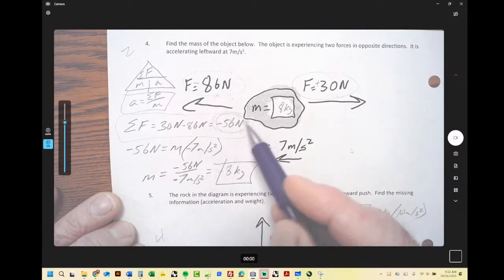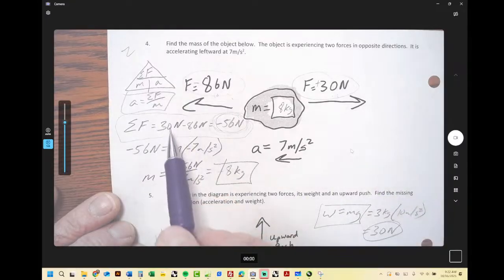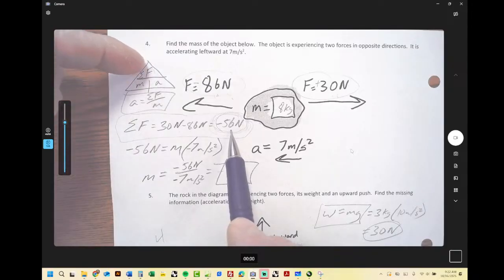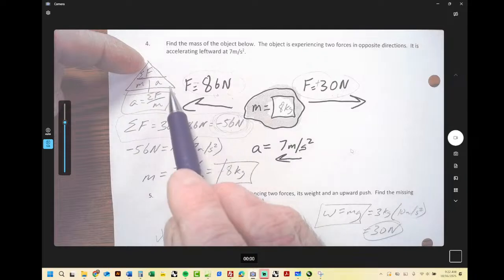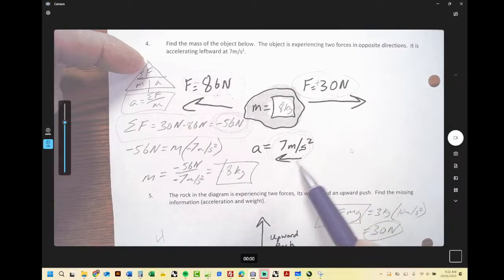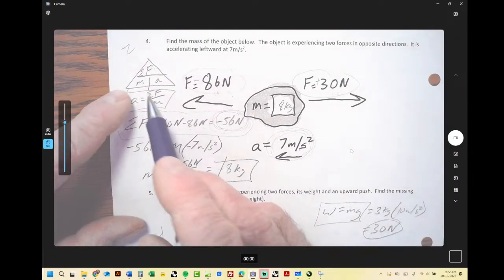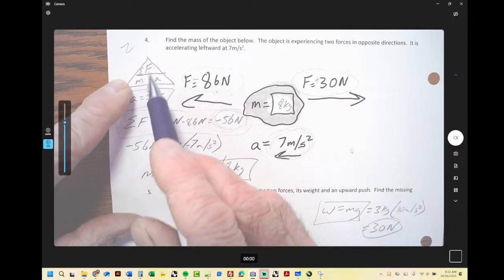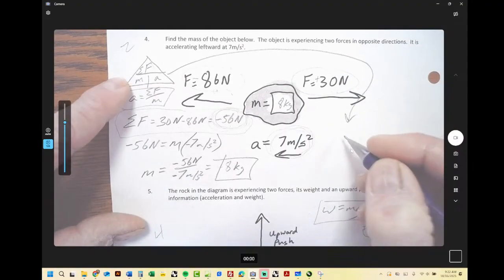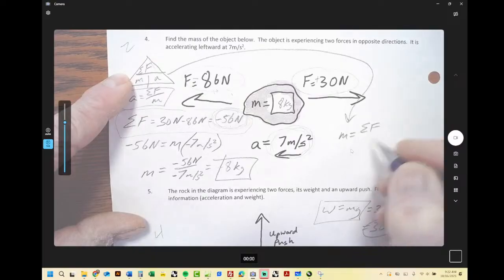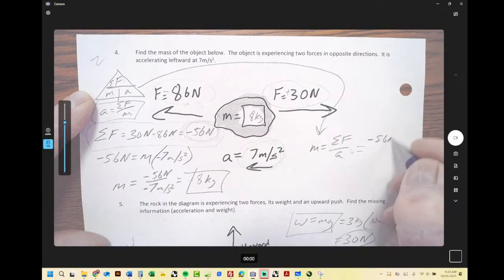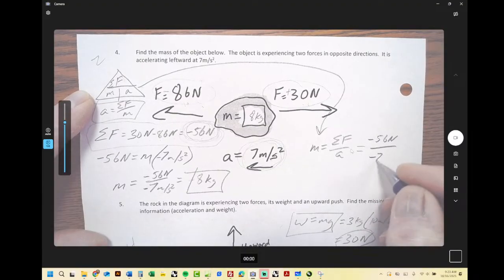Now that I have that net force, I could go looking for another formula to find some stuff, and this is the one. So I have the net force, I have the acceleration, and I need to find the mass. So a word about this acceleration. Is it positive or negative? Negative. So I'm going to use this triangle to get the formula for m. So that is m equals the net force over the acceleration. And the net force is negative 56. And the acceleration is negative 7.